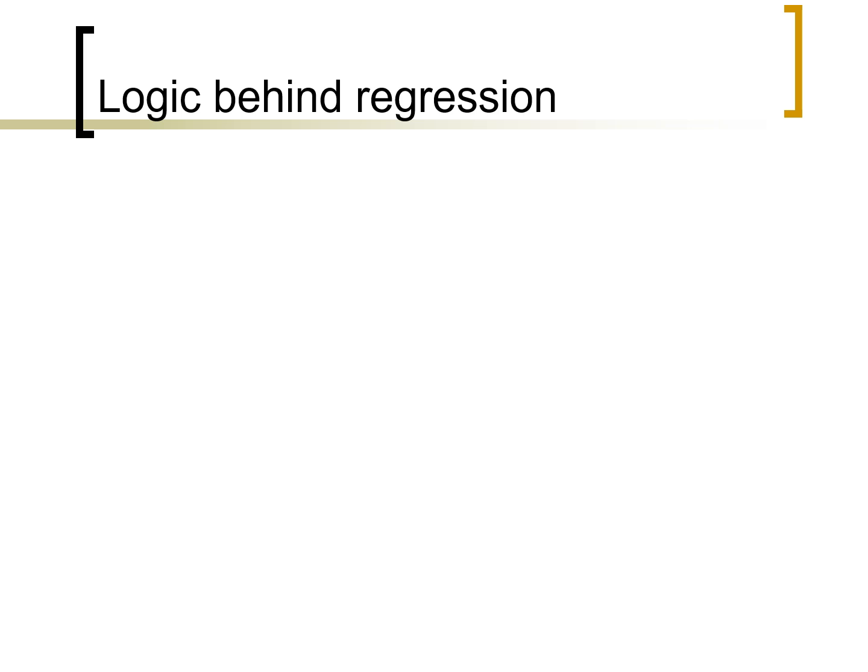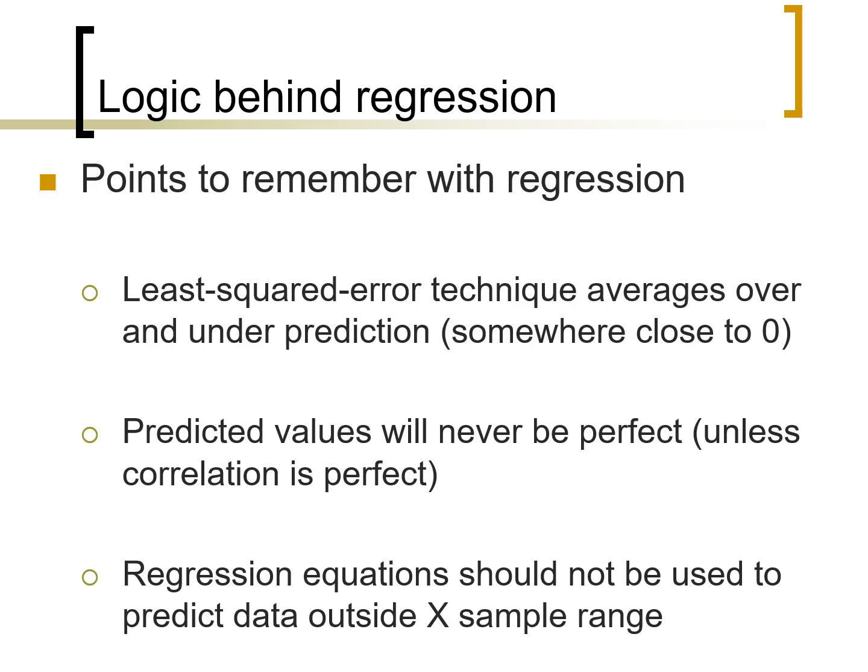So, further logic. Points to remember about regression. Basically, the least squared error technique averages over and under predictions. Sometimes you miss on your predicted value or the actual value. Think about the scatter plot being above the regression line, and sometimes below the regression line. Those predicted values will never be perfect unless there's a perfect correlation to start with.